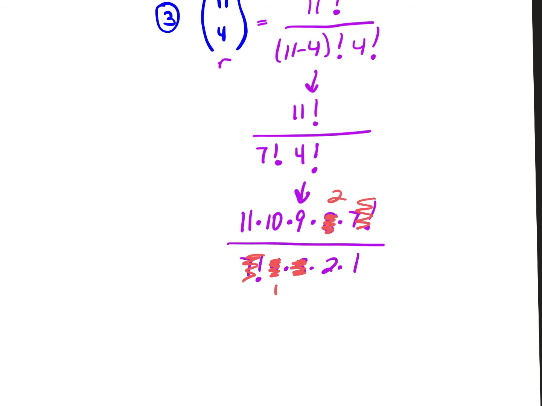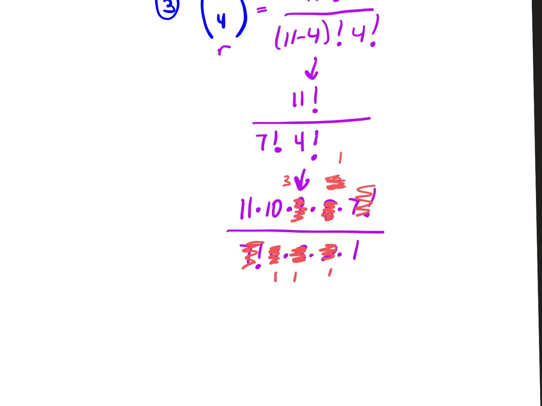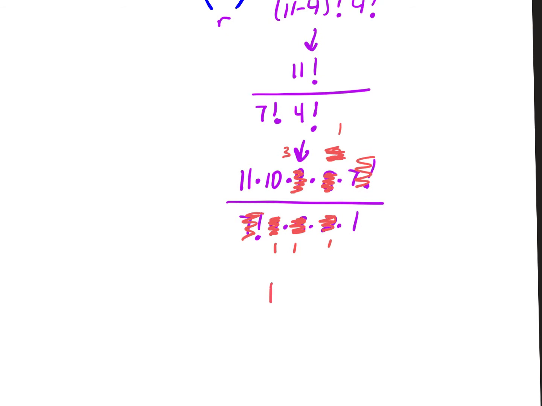3 goes into 3 once. 3 goes into 9 3 times. Now, 2, I can cross out 2 with 10 or 2 with 2. Doesn't matter. I'm just going to say 2 goes into 2 once. 2 goes into 2 once. So all I'm left with on the bottom is 11 times 10 times 3.